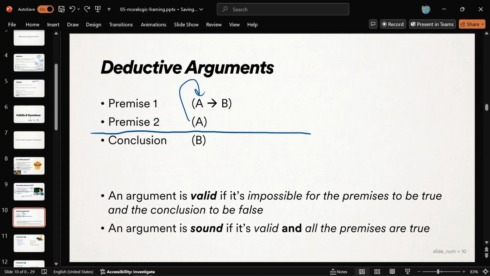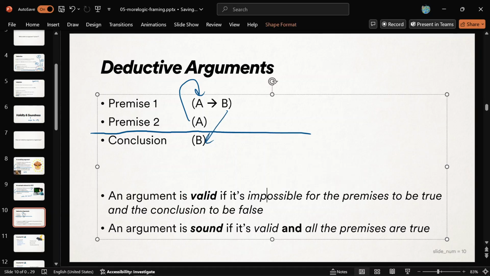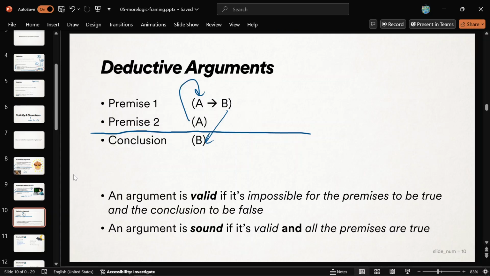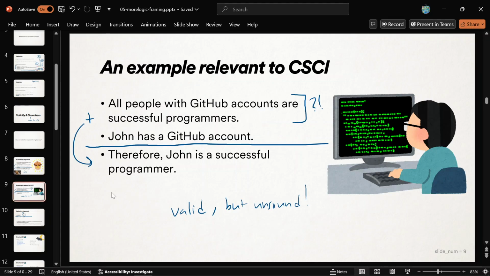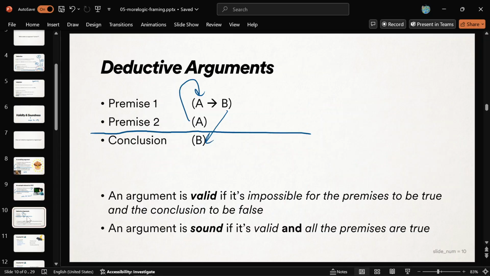An argument we say is valid if it's impossible for the premises to be true and the conclusion to be false. It's another way of saying that if we assume we're in a universe where this works out, we always get this conclusion. That's what it means to be a valid argument. So this is valid, because if we assume those two things, we really do always get out that John is a successful programmer. Okay, so that's validity.